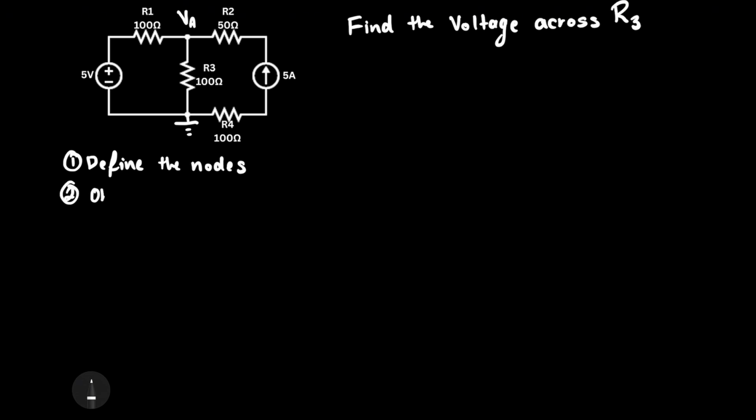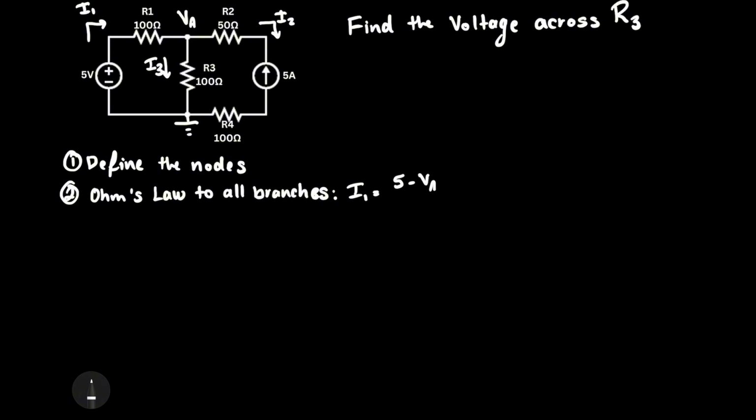Next, we establish the 3 main currents I1, I2, and I3. We apply Ohm's law to all the branches, so I1 equals 5 volts minus VA over 100 ohms. I2 equals 5 amps, since that's already provided to us. And I3 is equal to VA over 100 ohms.